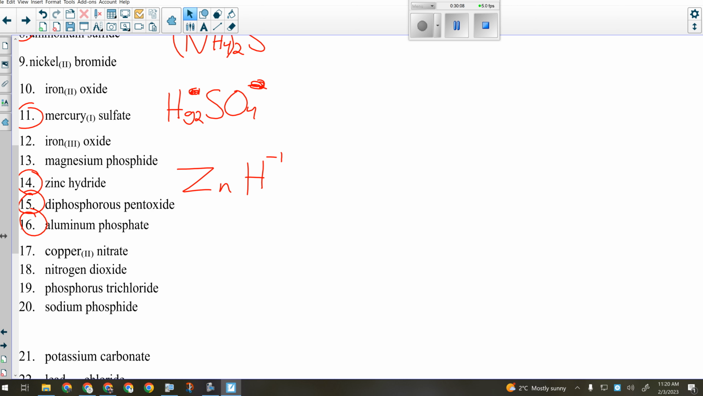How did I know not to write +1? It's not a metal, right? Yeah, it's not acting as a metal here. It's acting as a non-metal. So I have to use this non-metal charge. It can be a little bit tricky. Okay. All right. So zinc is acting as a metal and it has a +2 charge. So when I drop and swap, ZnH2.